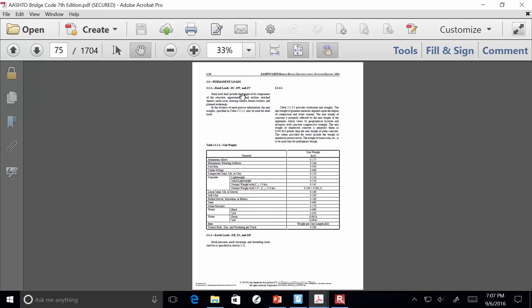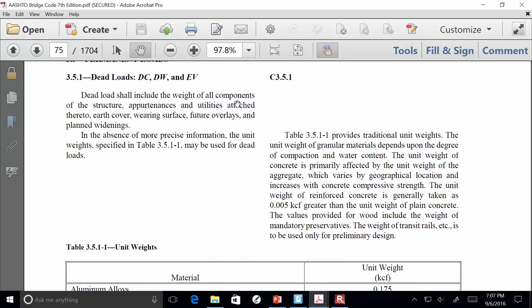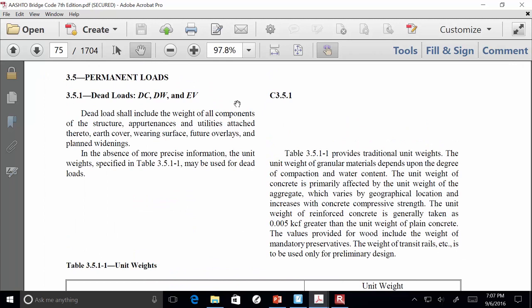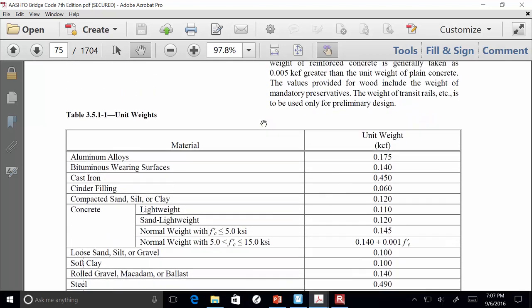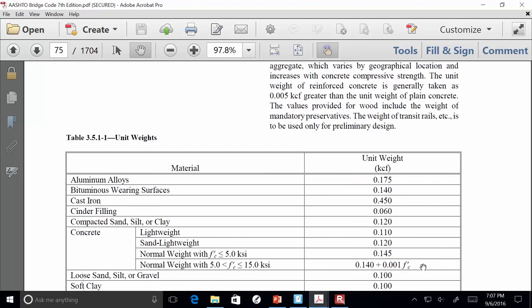I want to get into starting right here, 3.5. Okay, so this should be new. Permanent loads. Okay. Dead load shall include the weight of all components of the structure, appurtenances and utilities attached thereto, earth cover, wearing surface, future overlays, and so on. Okay? In the absence of more precise information, the unit weights specified in the table below may be used for dead loads. All right? What's the unit weight of steel?